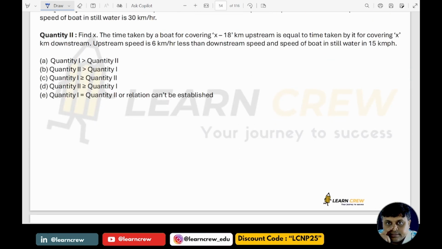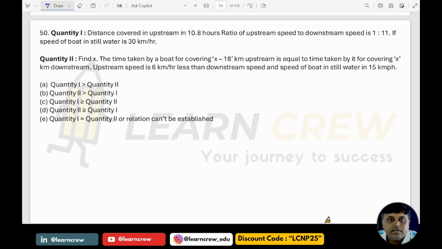Now next. See what is given here, the instruction. Distance covered in upstream in 10.8 hours. The ratio of upstream speed to downstream speed is 1 is to 11. So if upstream speed is 1x, downstream speed would be 11x. Thereby the speed of the boat in still water, the speed of the boat would be half of US plus DS, x plus 11x, which is given as 30. Speed of the boat in still water is given as 30. So 12x by 2 is 30, thereby x is equal to 5. So upstream speed is 5 and downstream speed is 55. This is what we know.